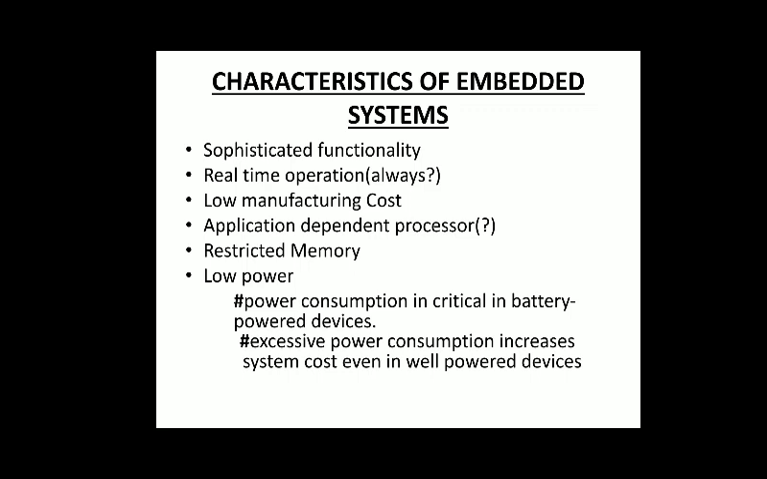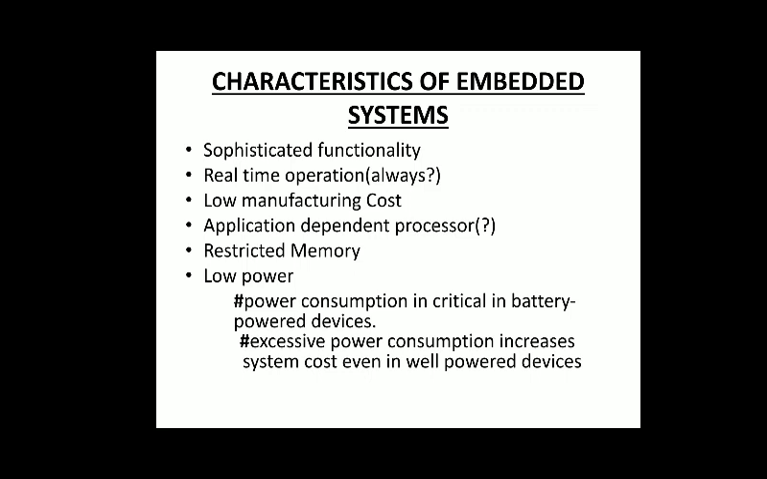Next we have low power. Power consumption is critical in battery powered devices, because first we have limitations because of the size of the battery and the size of the embedded system. The lower the power consumption, the longer the device will run on a single charge.